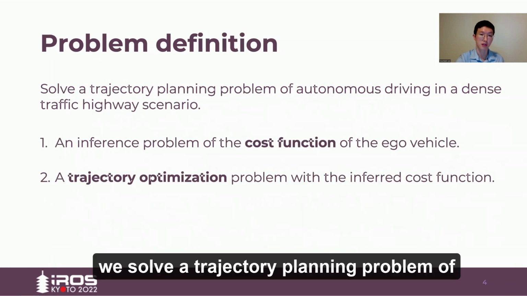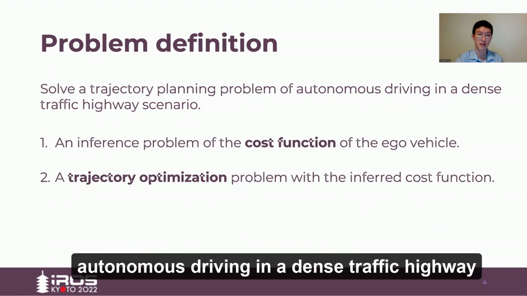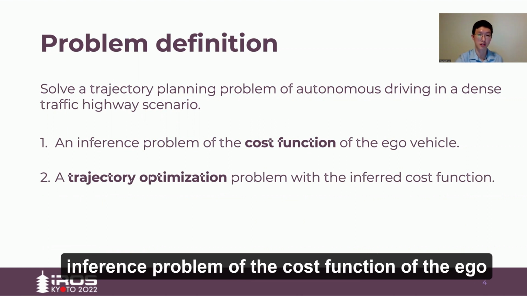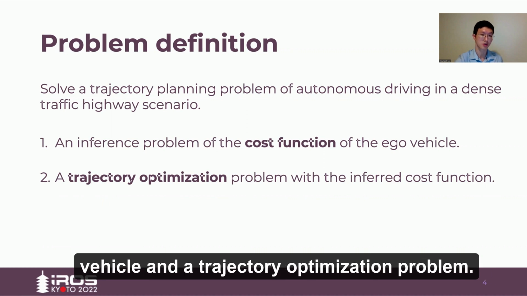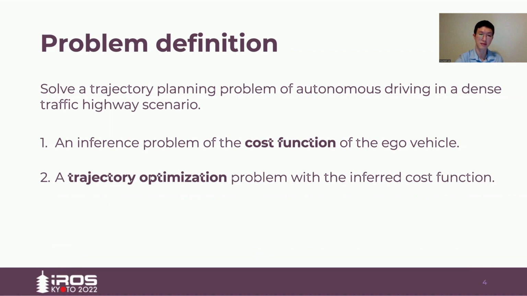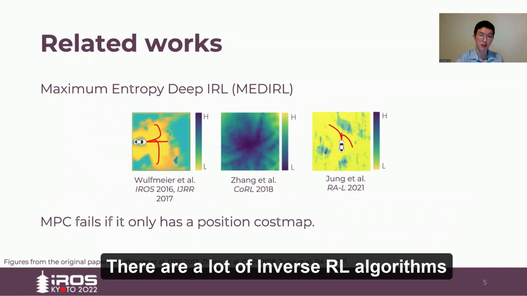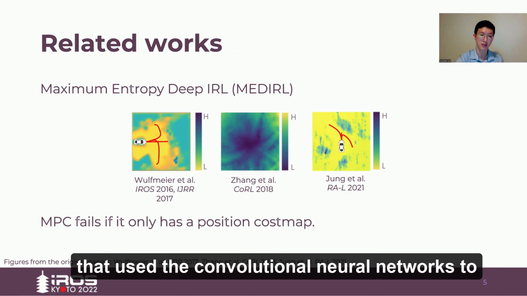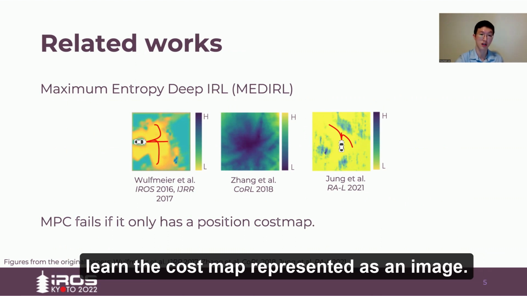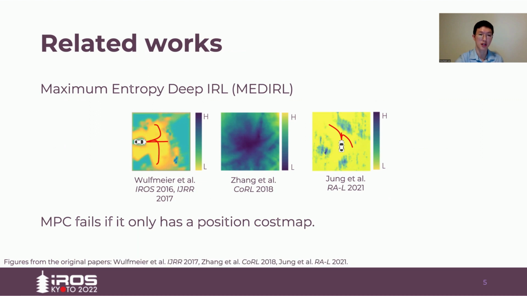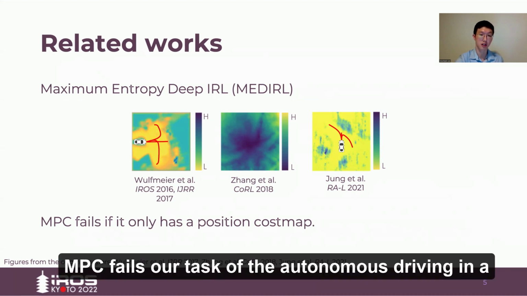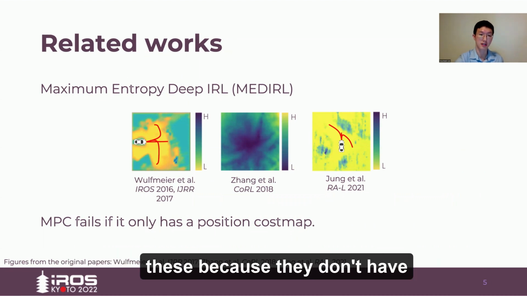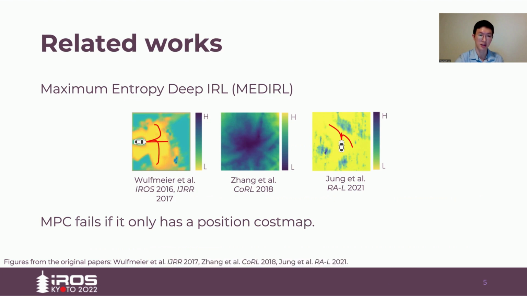We solve a trajectory planning problem of autonomous driving in a dense traffic highway scenario, and the main problem includes an inverse problem of the cost function of the vehicle and a trajectory optimization problem. There are a lot of inverse RL algorithms introduced in the literature, and the maximum entropy deep IRL is the first work that used convolutional neural networks to learn the cost map represented as an image. However, MPC fails our task of autonomous driving in dense traffic if it only has a position cost map like these, because they don't have any velocity information.